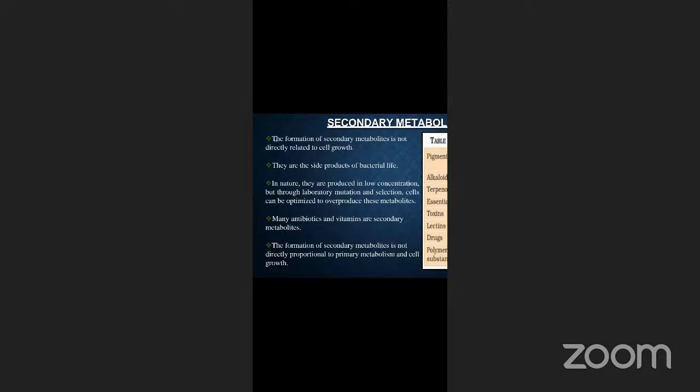So here, many antibiotics and vitamins are secondary metabolites. We don't require antibiotics or vitamins in large quantities, right? We require them only in small quantities. And they are again part of the metabolism, but they are not actually required for that particular organism where they are generated. And the formation of secondary metabolites is not directly proportional to the primary metabolism and cell growth. That means even if primary metabolites are in high concentration, the secondary metabolites may be in low concentration. It is not proportional. Okay.